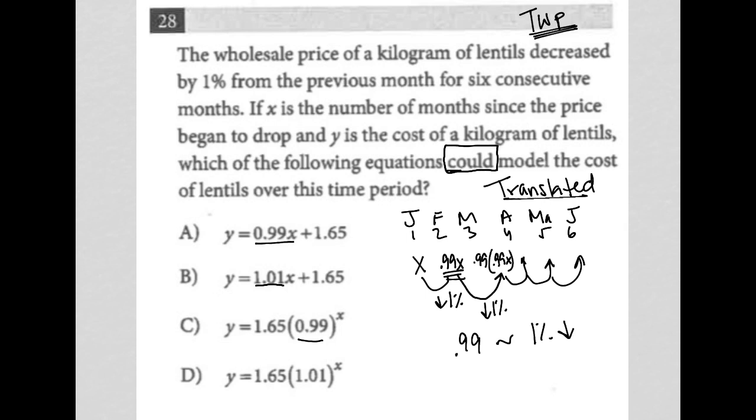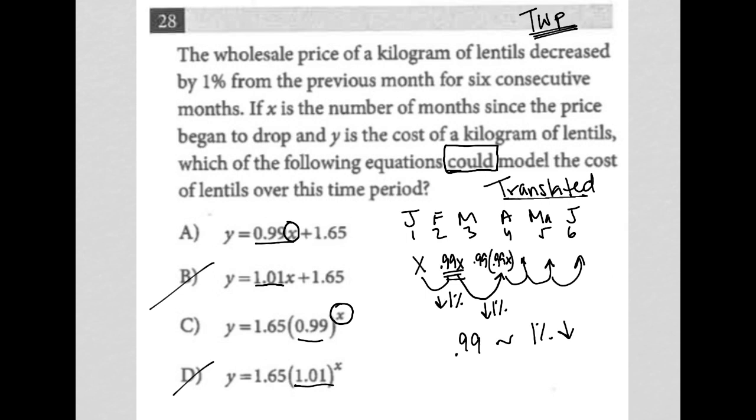1.01 would be a 1% increase, so I'm getting rid of that. So same thing here, 1.01 is a 1% increase, so I'm getting rid of that. So just right away, we're down to a 50-50. So then if I think about X being the number of months, would I want to have it as an exponent, or would I want to just multiply it and get the product of that value times 0.99?